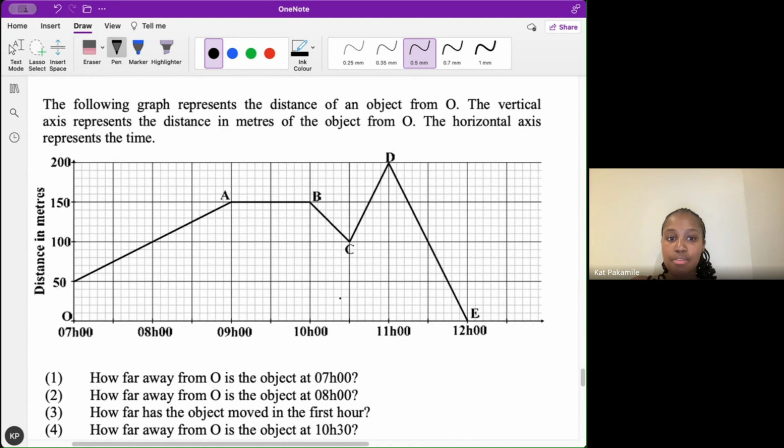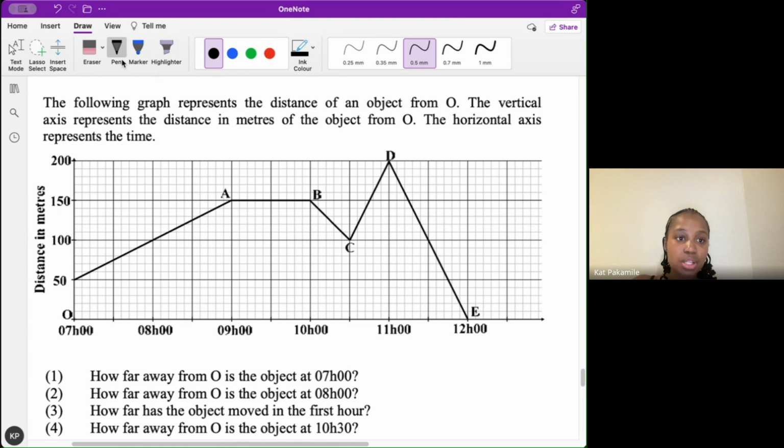The following graph represents the distance of an object from O. That's not a 0, that's a O. The vertical axis represents the distance in meters. They wrote it in for us. The horizontal axis represents the time.